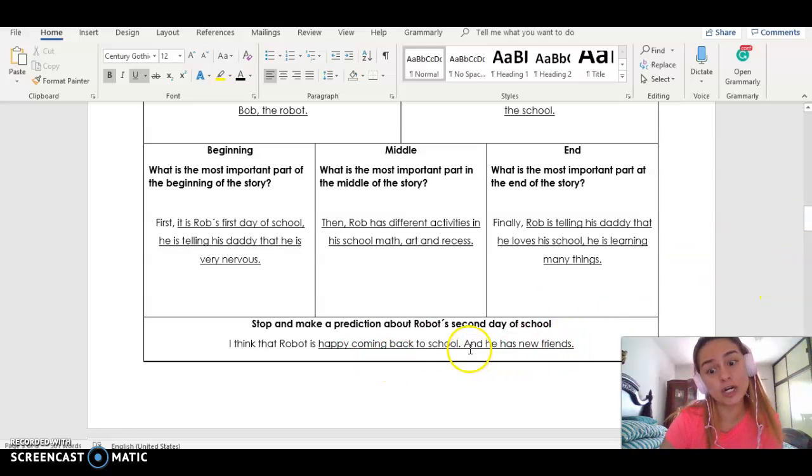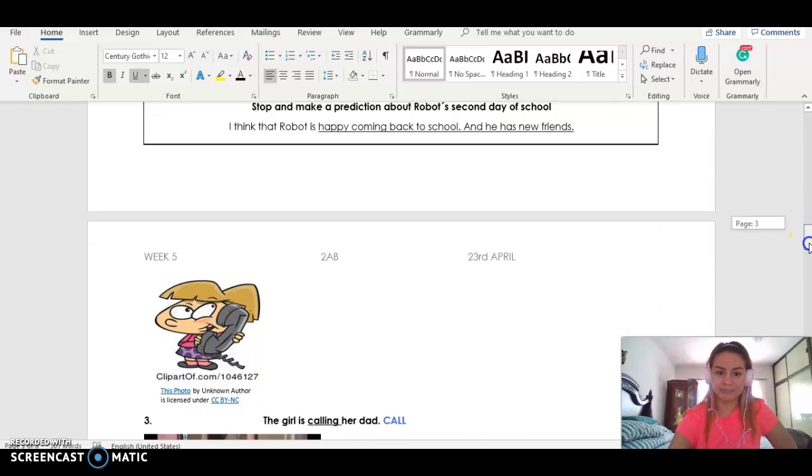And here we put he has new friends. Maybe that could be a possibility. But here you know that predictions are not correct or incorrect. The most important thing is to be creative and to think how the story finishes and how the second day of the Robot Bob can start.